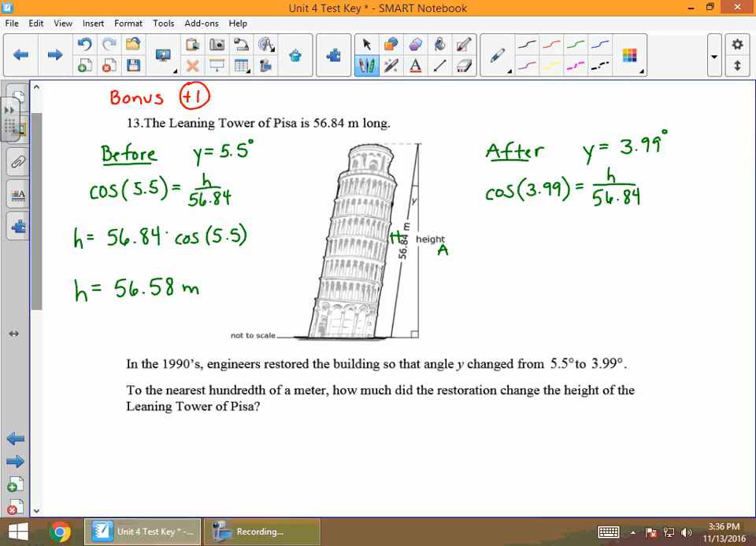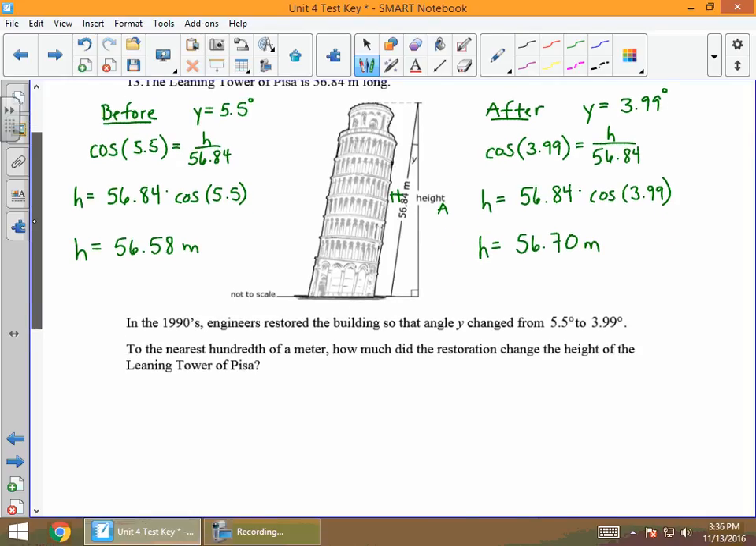So if I want to solve for this height, we do the same thing. We multiply both sides by 56.84. Multiply that by the cosine of 3.99. So the height after, rounded to 2 decimal places, is 56.70 meters. So before the renovation, it was 56.58 meters tall. After the renovation, it was 56.70 meters tall.